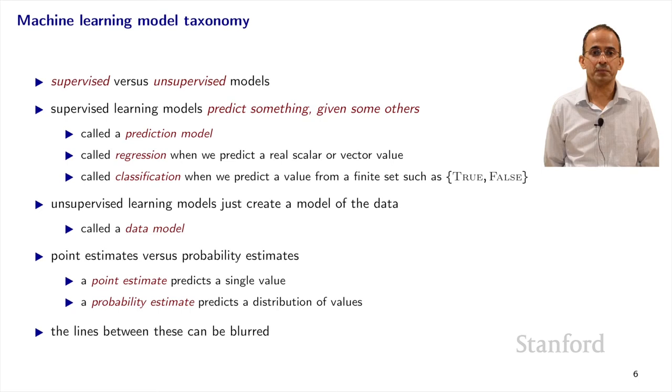And then we would ask such a data model, please generate a new painting that looks like Van Gogh might have painted it. And these kinds of things are quite possible with modern machine learning techniques.